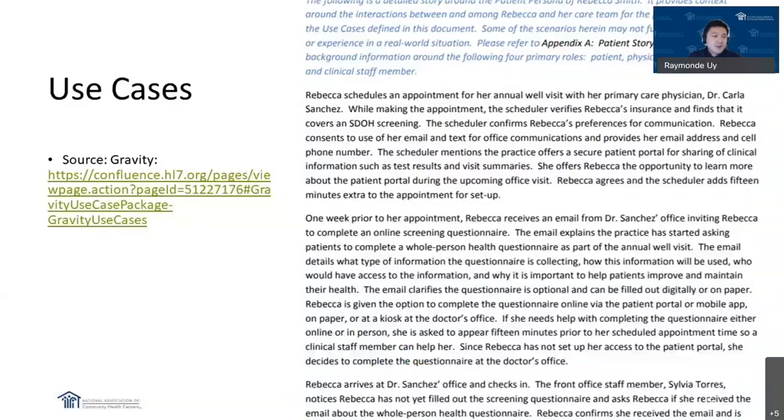This is an example of a use case. This is from the Gravity Project, which is a project that focuses on establishing consensus-based standards for social determinants of health. And in this use case, you can see that this is the situation of Rebecca, who's trying to schedule an appointment with her primary care physician. So you define that you're telling a story of what's happening currently in the field or what you're experiencing.